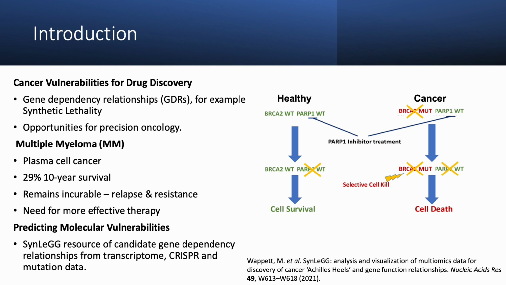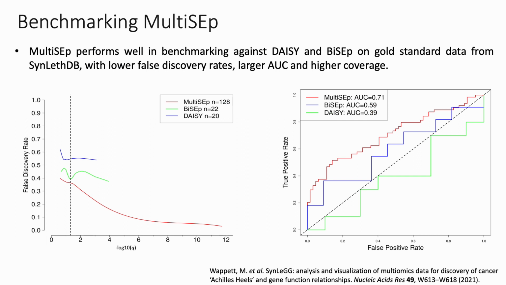My PhD seeks to identify more effective therapies in cancer and to build upon computational approaches developed in the Overton group, such as SynLeg, which is a web resource to predict candidate gene dependency relationships. SynLeg uses the MultiSEp algorithm for the discovery of candidate gene dependency relationships in multiomics data. The results of benchmarking MultiSEp were published in the SynLeg paper before I started my PhD.